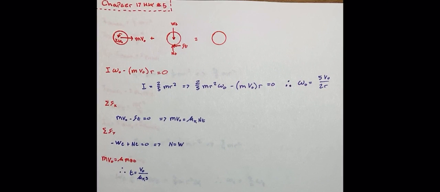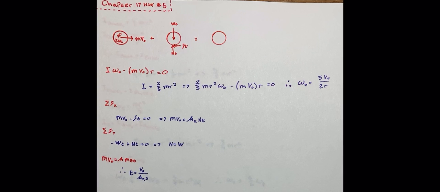Number 5, we have a sphere of radius r and mass m that is projected along a horizontal surface, and we're supposed to express the required magnitude of omega in terms of VO and R, and the time required for the sphere to come to rest in terms of VO and the coefficient of kinetic friction. So we can start by drawing a free body diagram of the situation, and we will get that I times omega naught minus m VO times R is equal to 0.